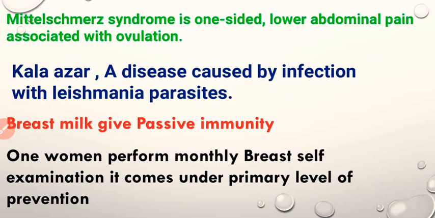The tertiary level of prevention includes rehabilitation procedures. The main goal of tertiary prevention is to minimize complications and achieve better health. It includes rehabilitation procedures like vocational rehabilitation and speech therapy. These are some important points which are repeatedly asked in various nursing exams.